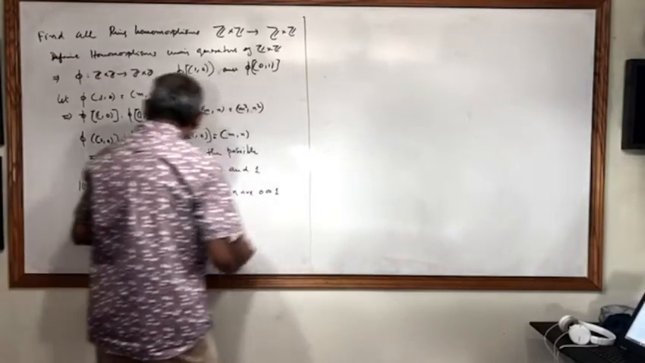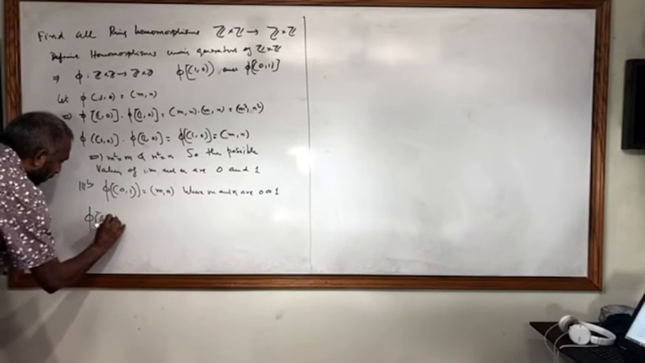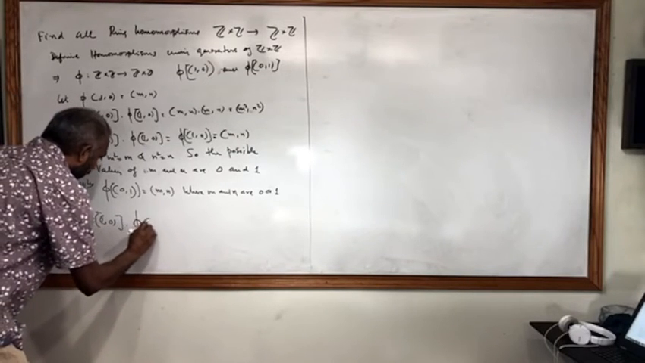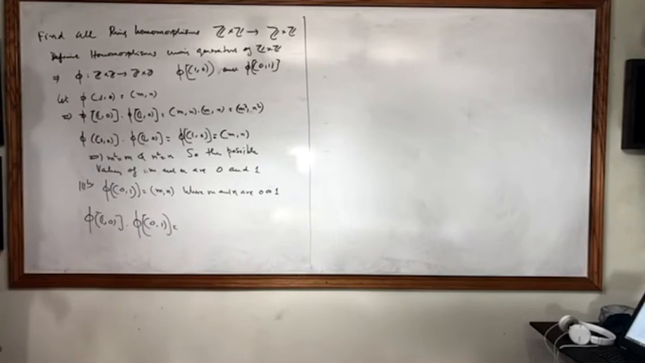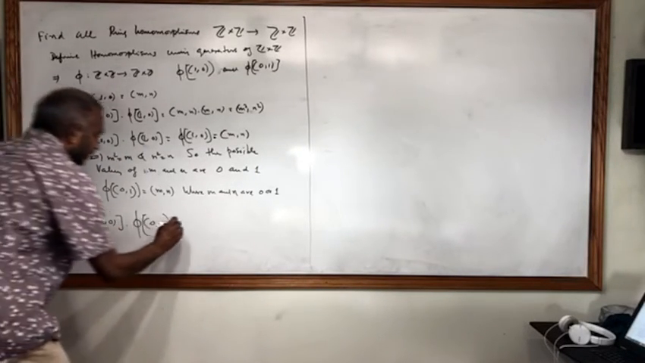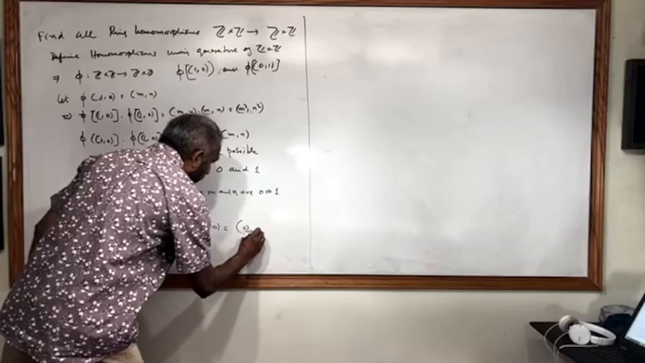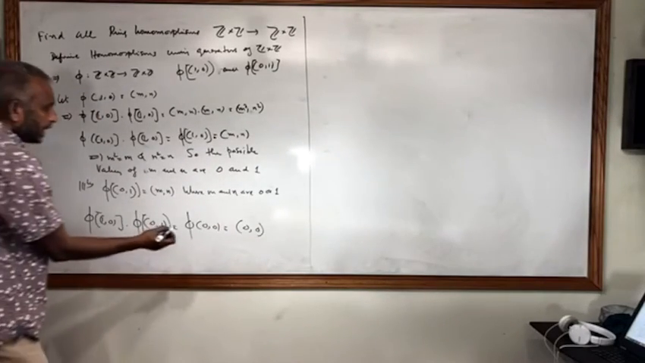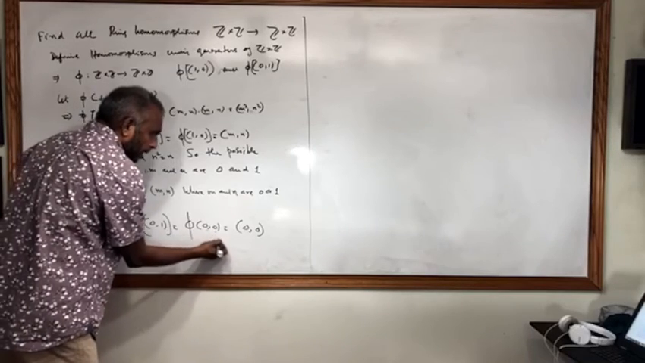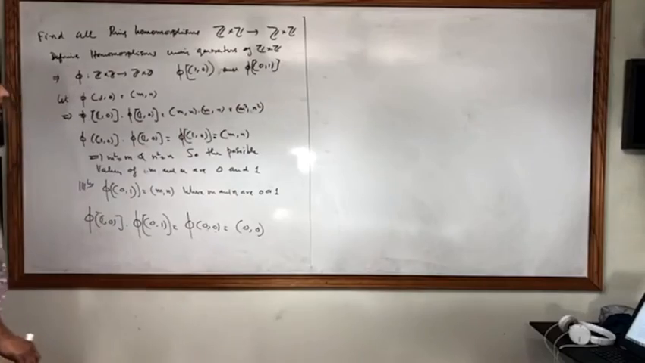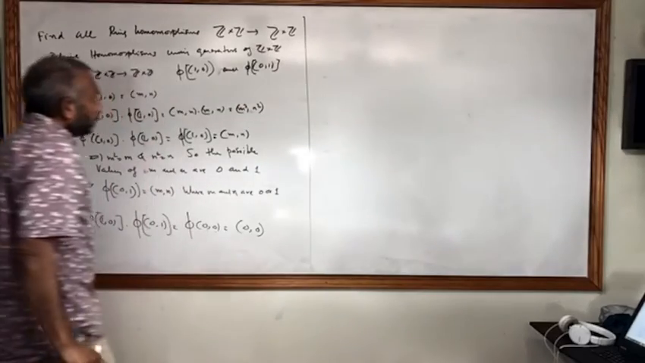Now, if you compute phi of (1, 0) times phi of (0, 1), what is this? This is actually equal to phi of (0, 0), and that should be (0, 0), because this is the additive identity. The image of the additive identity will be the additive identity of the range where it is going to.